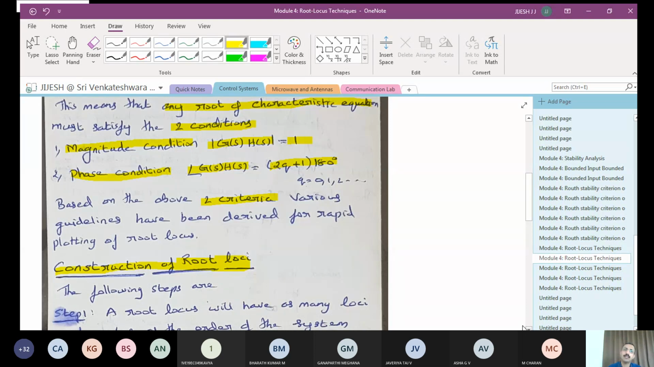So the two main important conditions we have studied are the magnitude condition and the phase condition. All these things will now be reflected in the construction of the root locus, how to construct the root locus in order to measure the stability of the system.